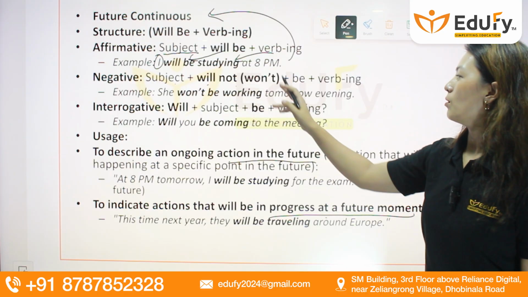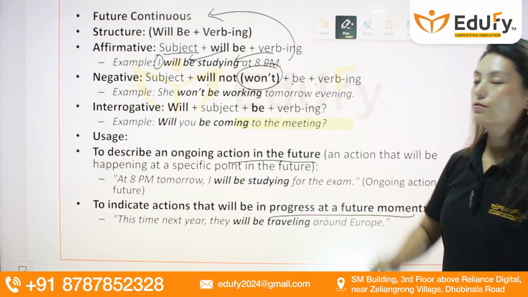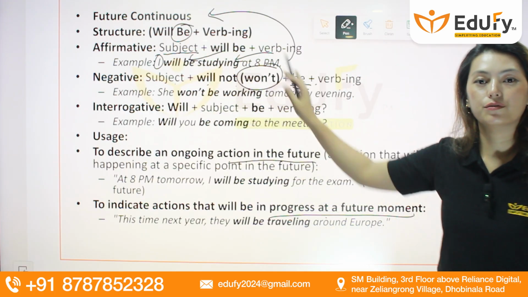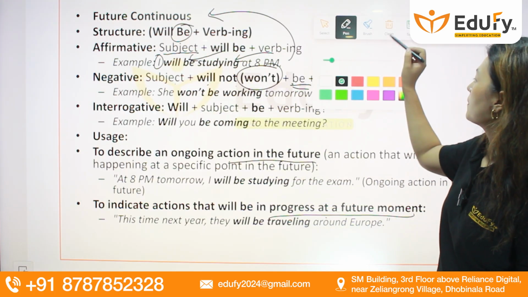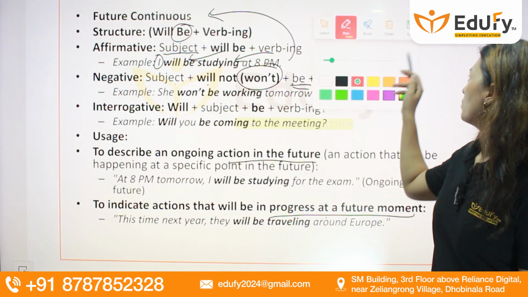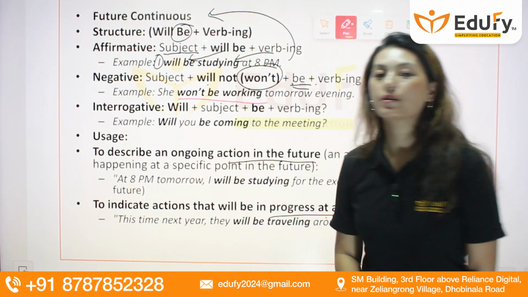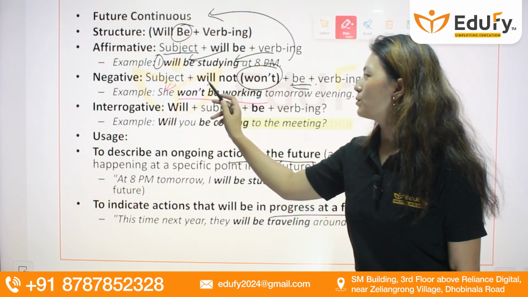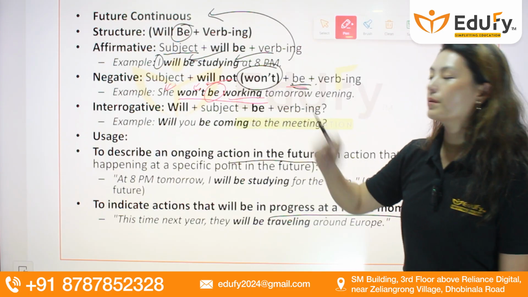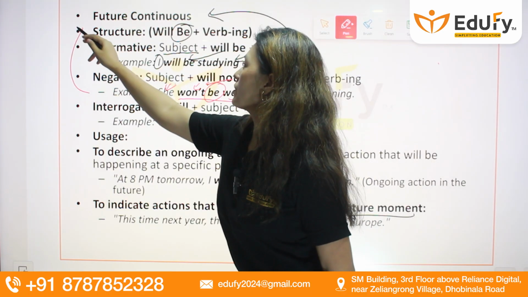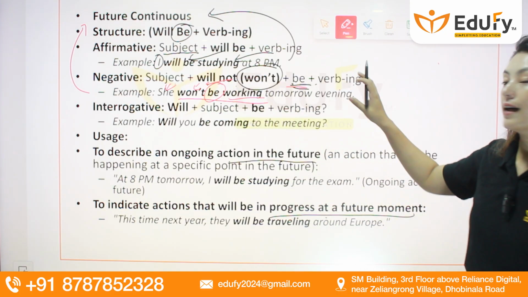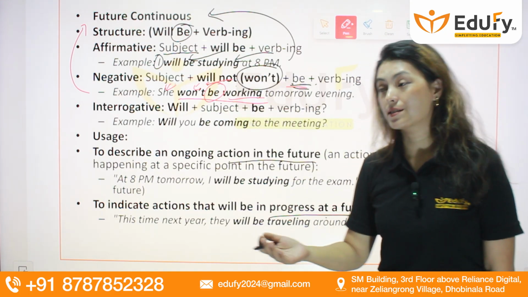Subject plus will not or won't plus be plus verb in ing. Again, remember that there is an addition of the word be in all of this type of sentences. You see this one. She won't be working tomorrow. In this type of sentences, what do we have? She is the subject plus will not becomes won't, right? And be has been added plus the verb in ing form. So what is this? A future continuous sentence. A sentence that talks about an action that will happen in the future but it will be in progress.